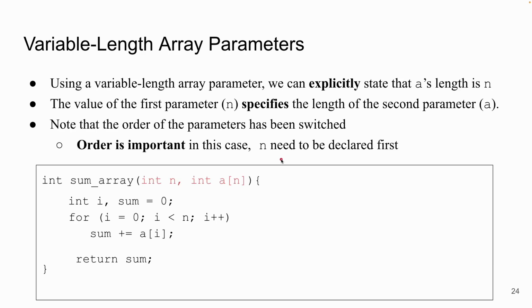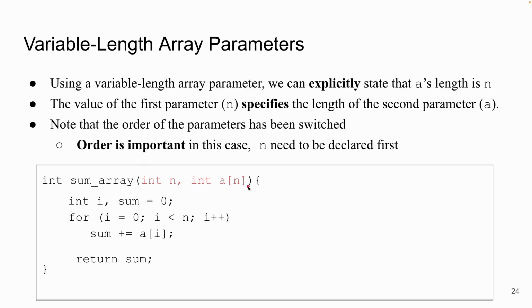And so there's another way if we want to explicitly show that the parameter n is used as the length of array A. So we want to make it explicit. We can revise the sum array from this to this. So the first change is that I move the n from the second parameter to the first parameter, and for the second parameter, the array A, I put n inside here to indicate that n is the length of array A.